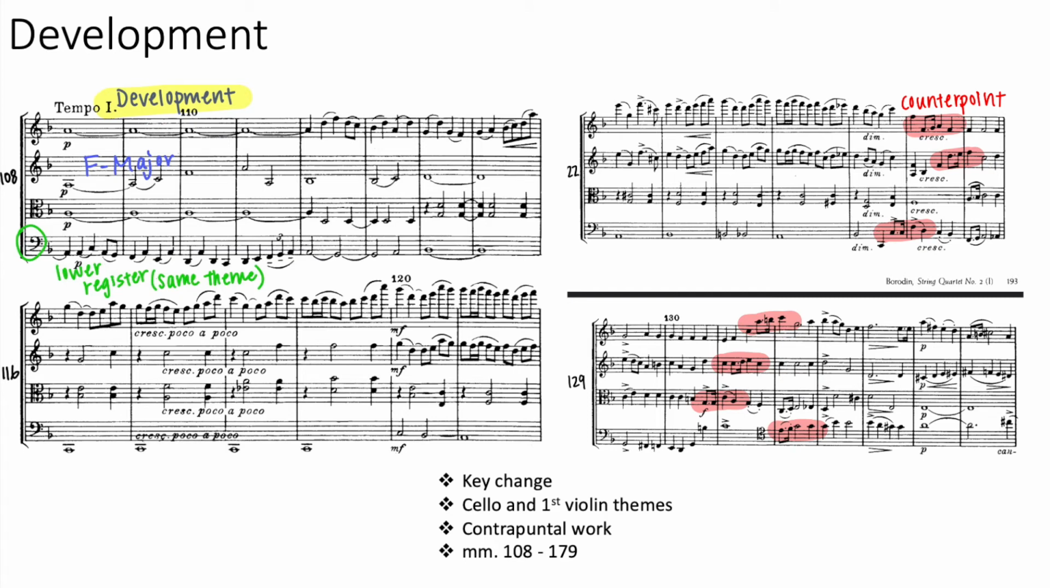Development is marked by the key change to F major. It is a total of 71 measures, from 108 to 179. Similarly to the exposition, the cello begins on the first theme, however, it's played 2 octaves lower and in a different key from D major. Here, Borodin also implements contrapuntal techniques in all 4 voices, marked in the red highlighters.